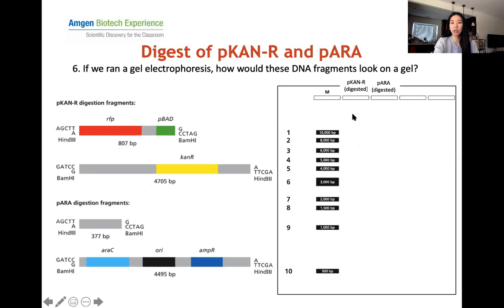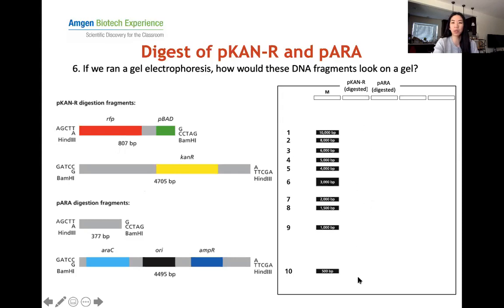If you look, kind of find where it would fall, this fragment's 1,000, this one is 500, so I would predict that 807 would be somewhere around here. And we would just draw it like a line or a band. That would be what it would look like on a gel. So go ahead and sketch in what these fragments would look like on the gel.